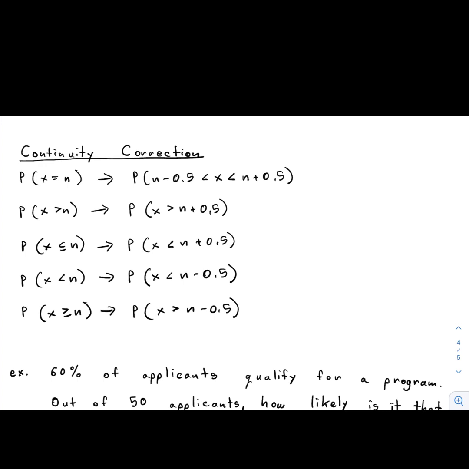And then following suit, if in our binomial distribution, in our discrete case, we were considering the probability of x being greater than n, let's just say probability of more than 5 successes, then when we translate that to the normal distribution, we're going to add 0.5 to our data point, and then use our z-score formula. And you can see the rest of the formulas here for the rest of the different cases.